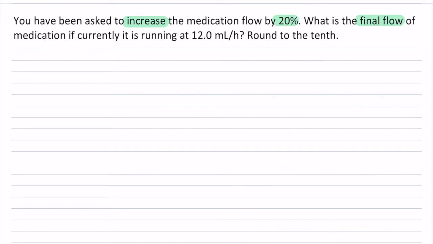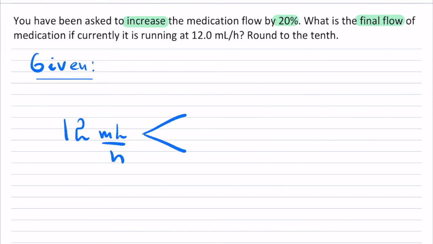In this case, just like any other proportion, I begin with my starting point, which is 12 milliliters per hour. Again, I'm going to branch off. I am increasing the medication, and I am increasing it by 20%, which is just 0.2 as a decimal. So now they're asking me for the final flow, so they want to know what happened after the increase.